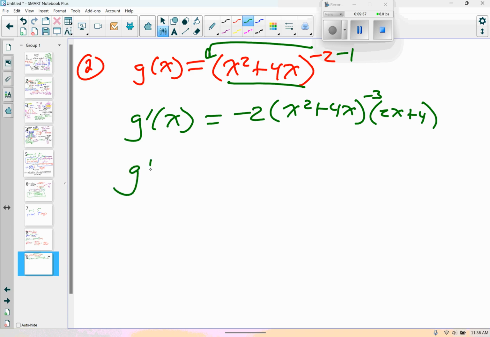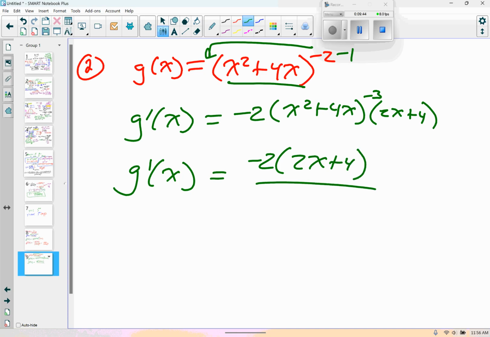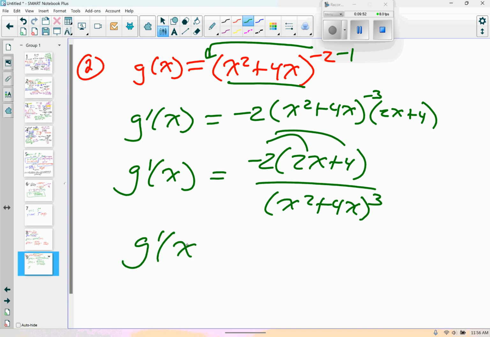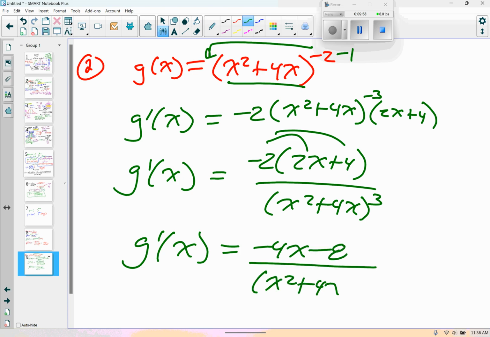Clean it up a little bit. The negative exponent can move back downstairs. Becomes a positive exponent. I guess if you clean this up a little bit more, you could get away with this. And that's your derivative there.